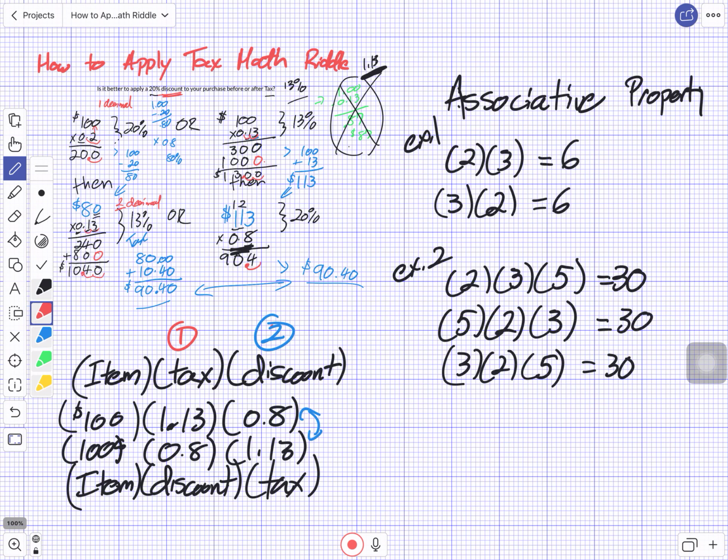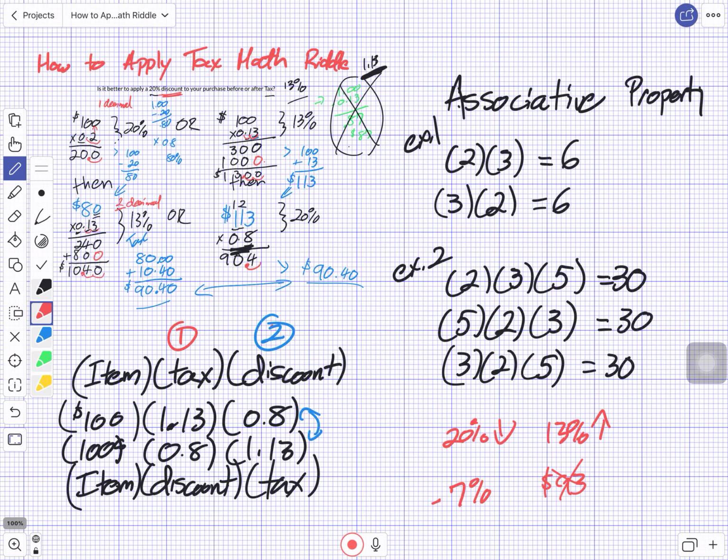The one mistake some people will do, we have to address this. People will see a 20% discount and then 13% tax, and they might try to find the difference between the two, because we know 20% is going down, but tax is adding. So we might go, okay, what's the difference? Well, 20 subtract 13, that's 7. So let's say it's, well, technically minus 7. We're going to take 7% away. That wouldn't have worked. If I took 7% away from $100, I would have ended up with $93. And that's not the same price as the 90.4.